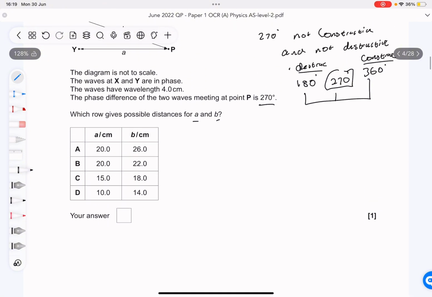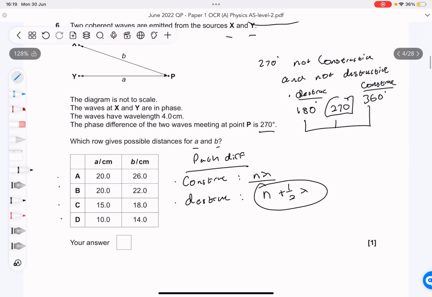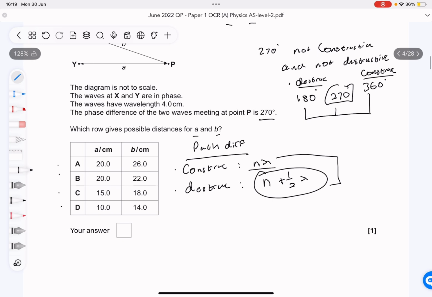So we need to find values for the path difference that is not a whole number of the wavelength or a half of the wavelength. Now, I'll explain what I mean. With the path difference, path diff for short, for constructive we need n lambda, a whole number of the wavelength. For destructive interference, or destruct for short, we need n plus a half lambda, or n lots of a half lambda. So if I get values which correspond to these two, they can't be right, they have to be wrong.